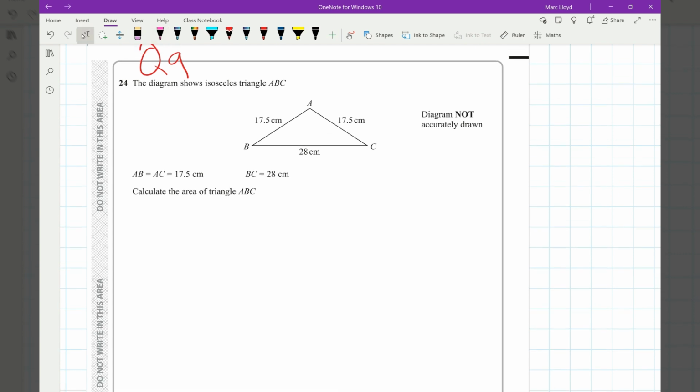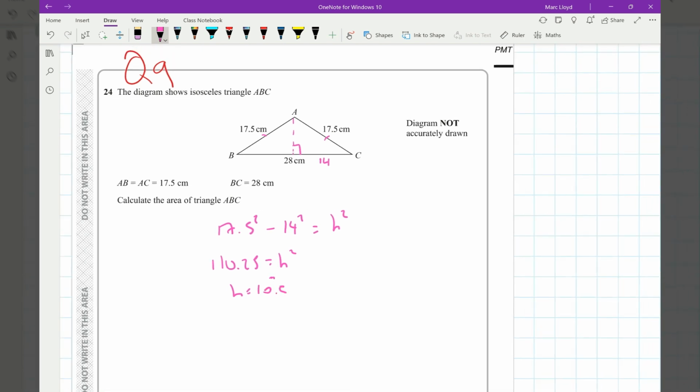Question number 9. Isosceles triangle, good to know. Drawing on that straight away. Calculate the area of the triangle. That means that we're going to need to know the height. Because we can draw that line down there, we've got Pythagoras' theorem. So we can work out the height by doing 17.5 squared, take away 14 squared, and that will give us the height squared. 17.5 squared, take away 14 squared. That's 110.25 is h squared, and therefore h will equal 10.5. Wonderful.